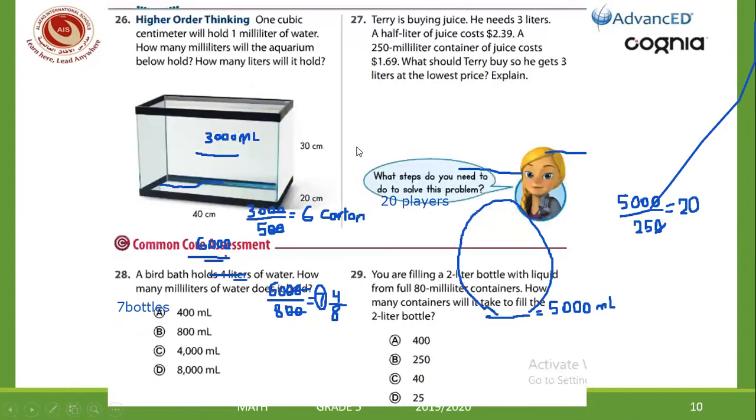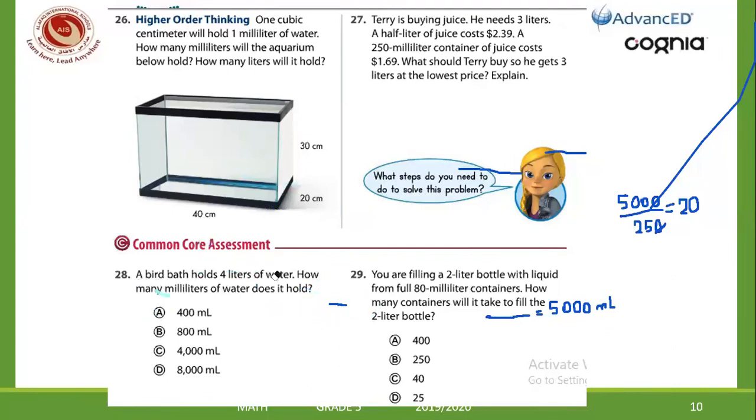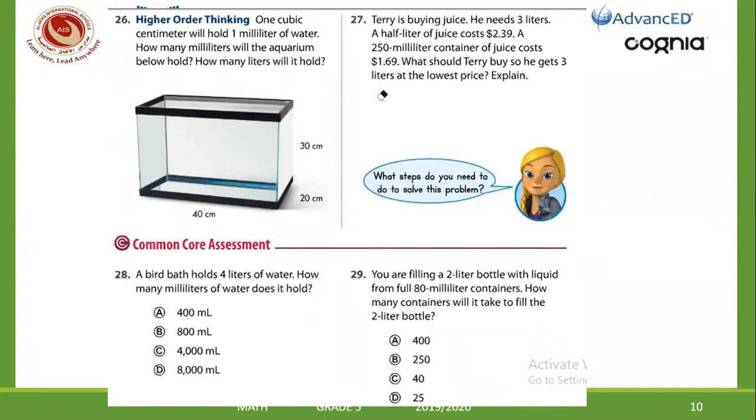1 cubic centimeter will hold 1 milliliter of water. How many milliliters will the aquarium below hold? How many liters will it hold? When we find for any container how many milliliters it has, it means we find the volume, because when I find the amount of the liquid, it means I find the capacity. And the capacity is another name for the volume.